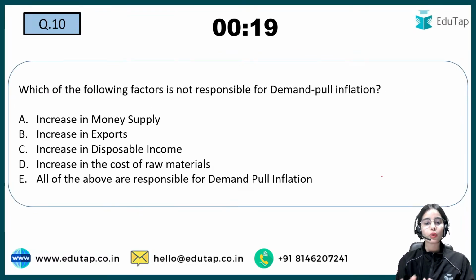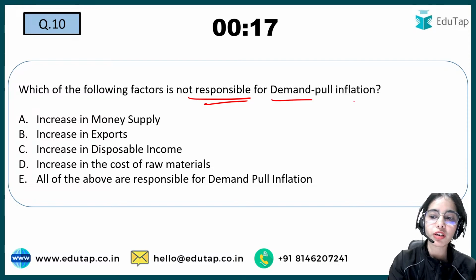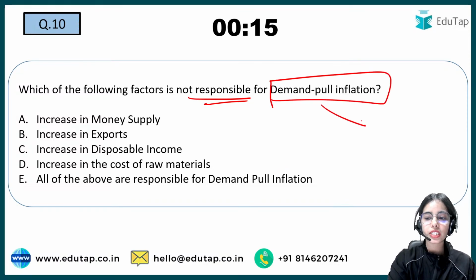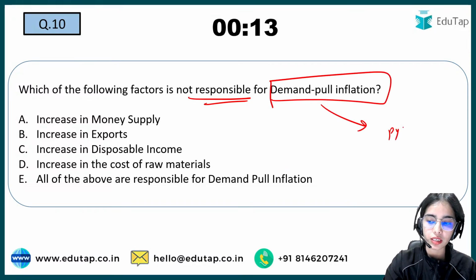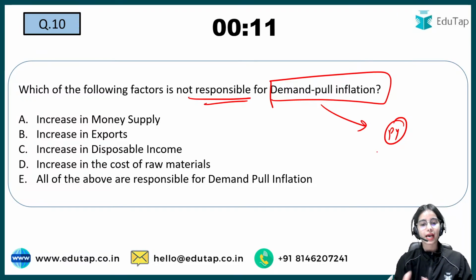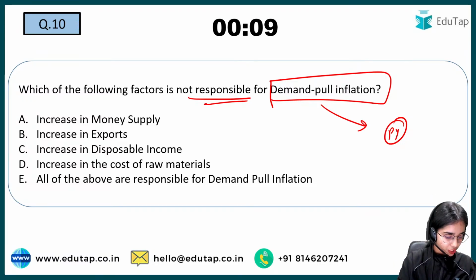Next is, which of the following factors is not responsible for demand pull inflation? Such a kind of question has come in the previous year where it was asked directly. So try to answer this question now.